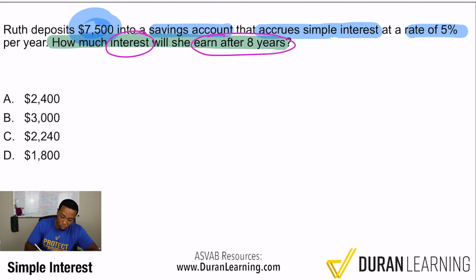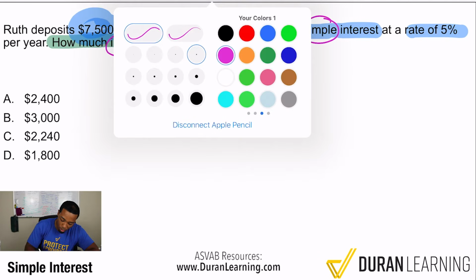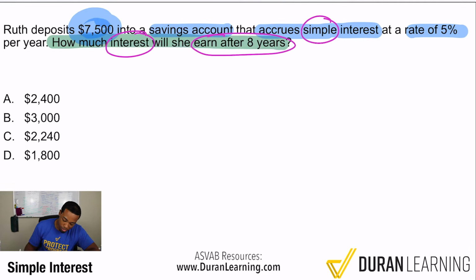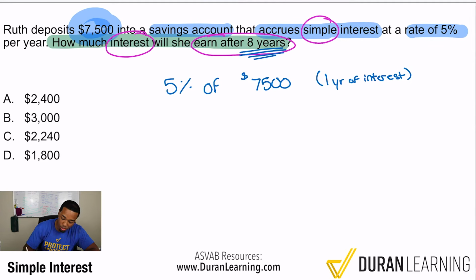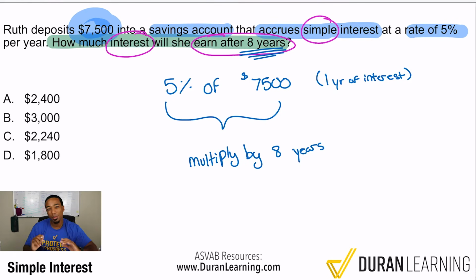So with that said, because it's simple interest, we're going to set it up the following way. We're going to say that we are looking for 5% of $7,500. All right. And that's going to give us 1 year of interest. Because we're looking for 8 years, we will then take this and multiply by 8 years. So does that make sense? Does it truly make sense? Because if it doesn't, pause the video, go back a couple of seconds here, and really hear me out in explaining it again, because it's way too important for you to miss this right now.